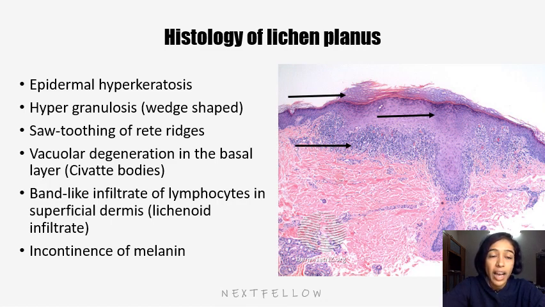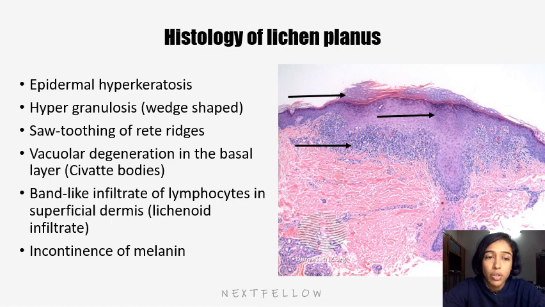The rete ridges are at the interface between the epidermis and the dermis. At the basal layer, there's vacuolar degeneration seen in the keratinocytes. Individual cells have vacuolar degeneration. These are known as civatte bodies, meaning individual cells get necrosed. At the dermoepidermal junction, between the epidermis and the dermis, there is a band-like infiltrate of lymphocytes, the bluish band which you can see, in the superficial dermis. This is called a lichenoid infiltrate, characteristic of lichen planus and other lichenoid skin conditions. Because the band-like infiltrate of lymphocytes is basophilic, it's called a lichenoid infiltrate.